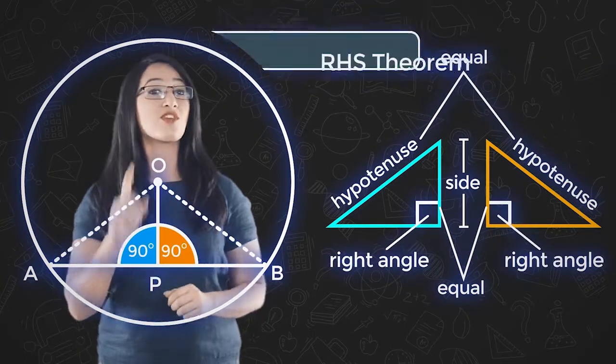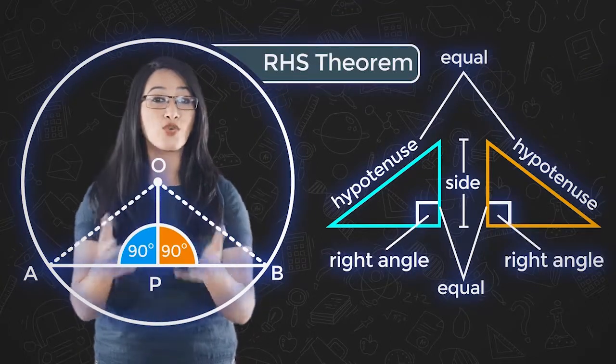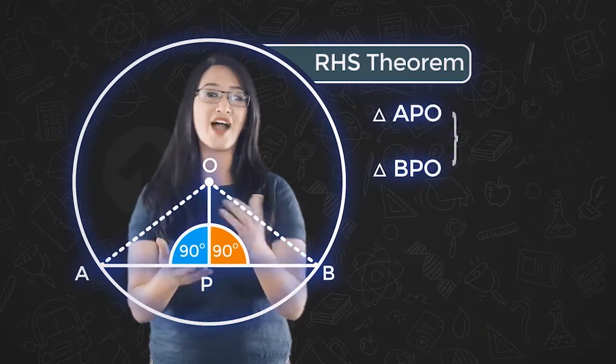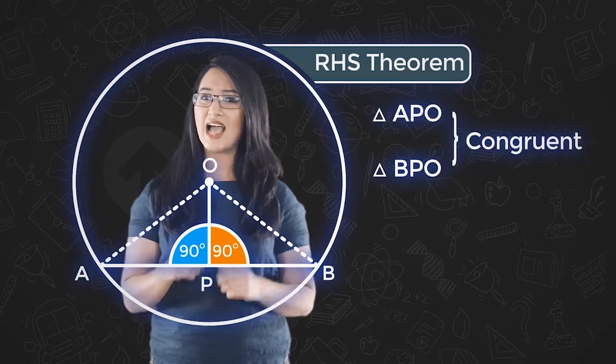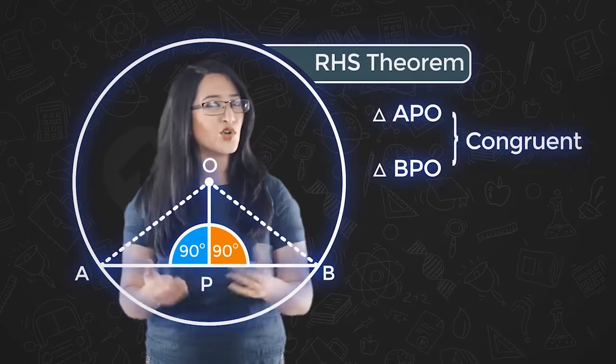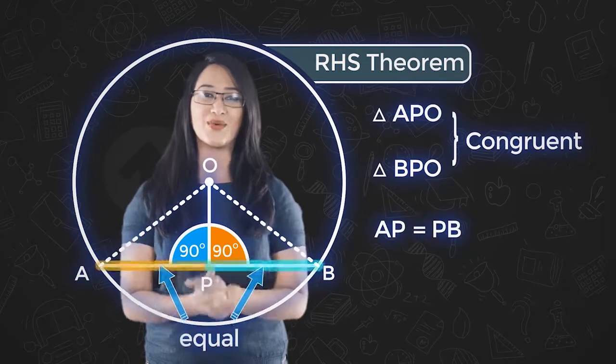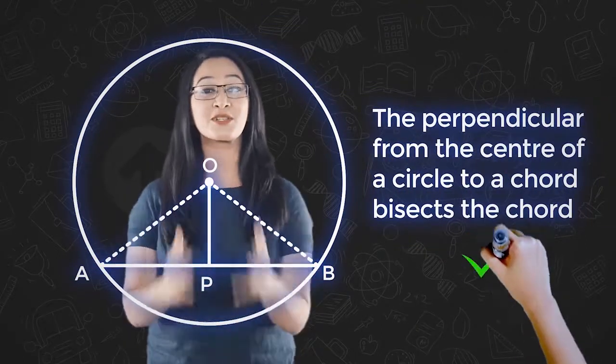So using the right angle hypotenuse side congruence theorem, the two triangles APO and BPO are congruent. So this means that the remaining sides should also be equal. Hence, AP and PB are equal. Therefore, our theorem is proved.